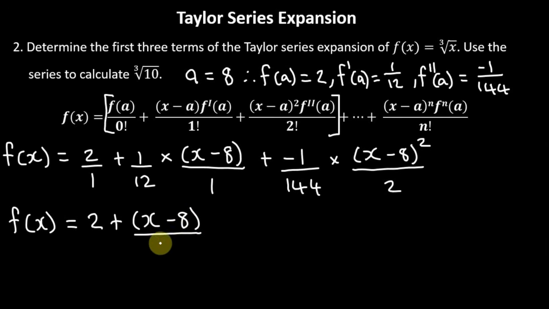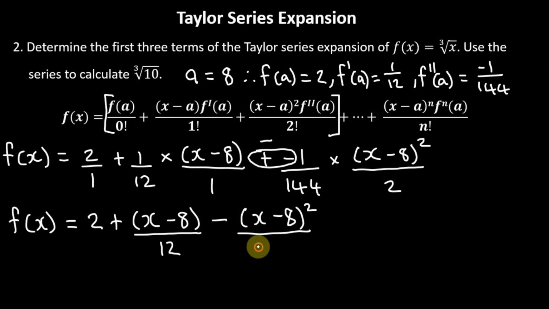12 times 1 is 12, and whenever we have a positive and a negative sign beside each other like this, they're equivalent to a minus sign. So we'll have minus, and we'll have 1 times the bracket here. Of course it will remain x minus 8 in bracket squared all over 144 times 2, which is of course 288. This is pretty much the first three terms of the Taylor series expansion of the function f of x is equal to the cube root of x, guys.